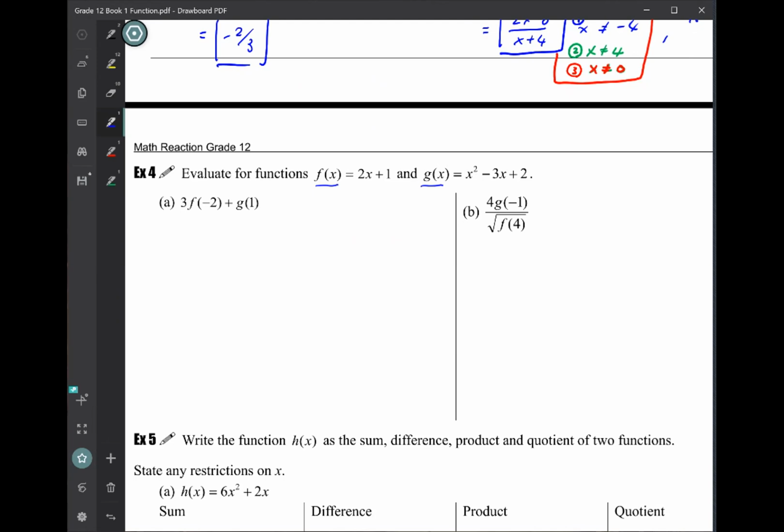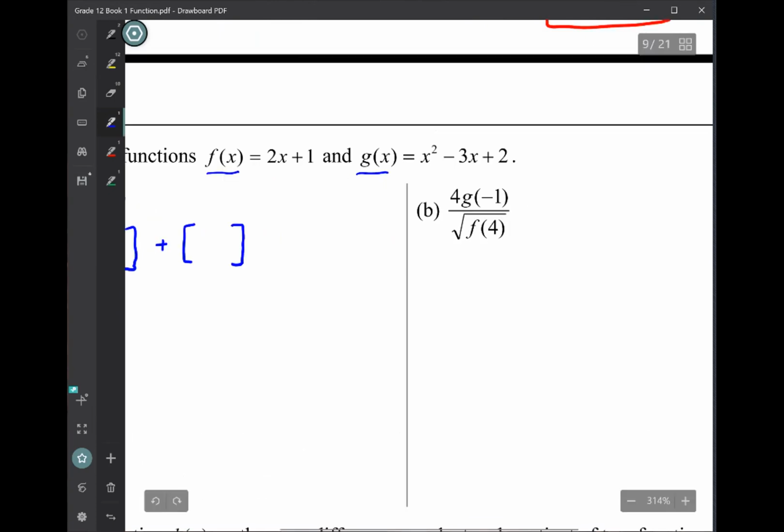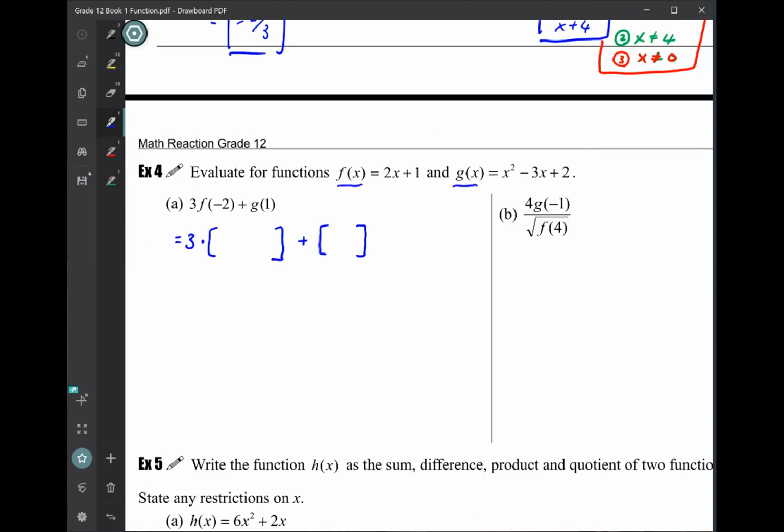And this is a mix of operation. What this means is we want to take 3 multiplied by f of -2, added with g of 1. So your input is a different value. And then the right side, you have multiplying and also dividing with the square root. Remember, this is not g times -1, it's g of -1. All right, so I'll let you try these 2 on your own. When you've done those 2 questions, please raise your hand.